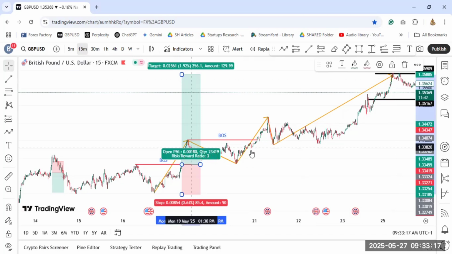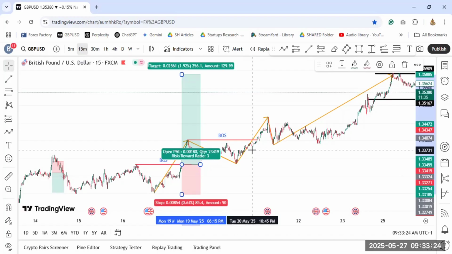If you were to enter, this is a swing trade. So if you are riding a trend, you have to hold it longer. That's why with swing trading, you will get more. Okay? You will get more using this strategy.